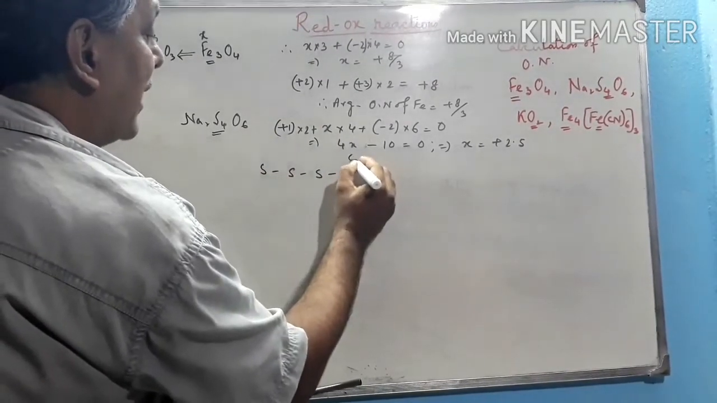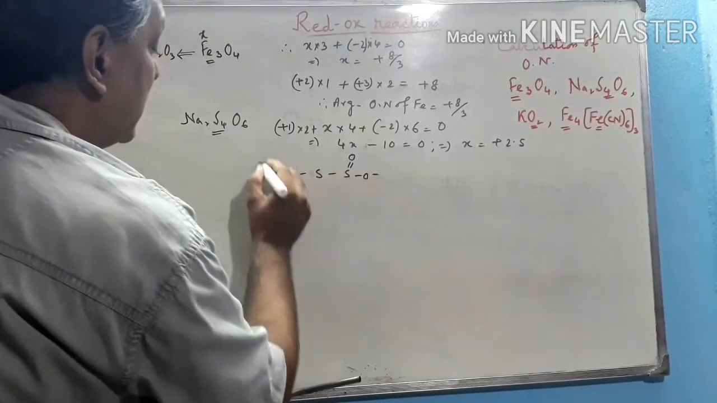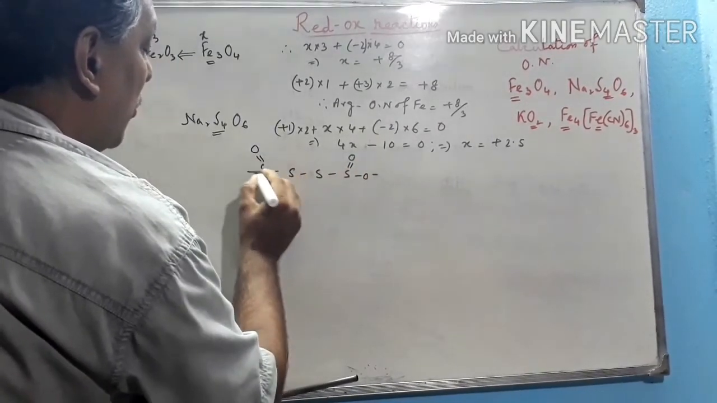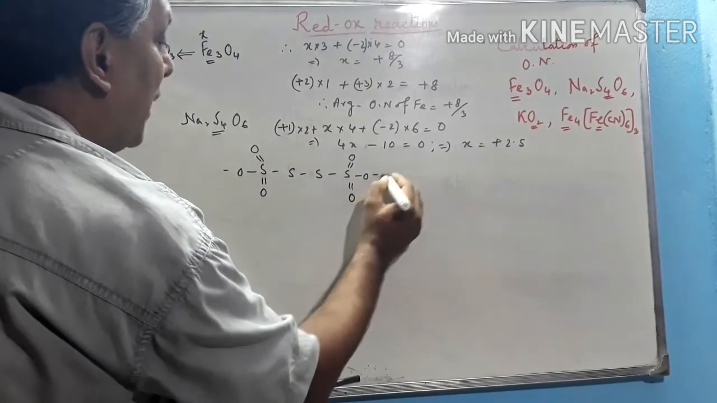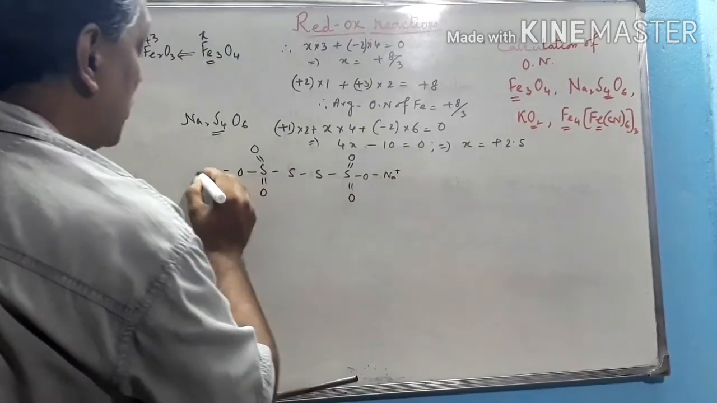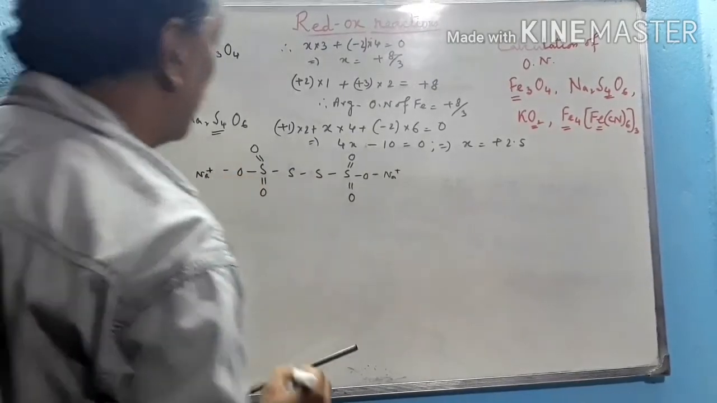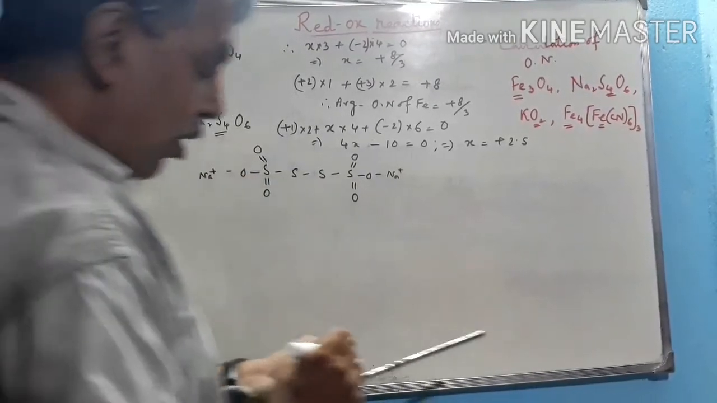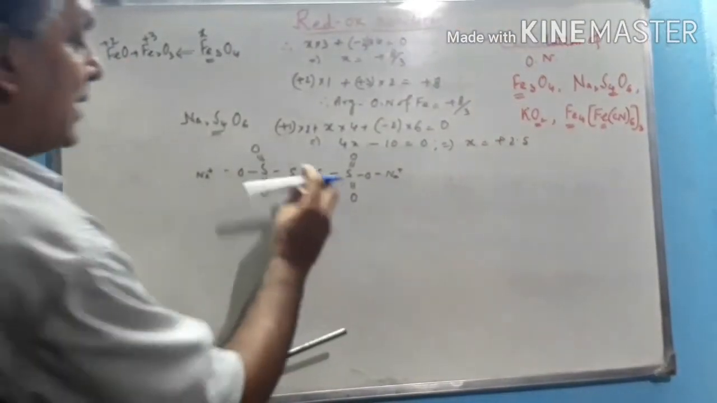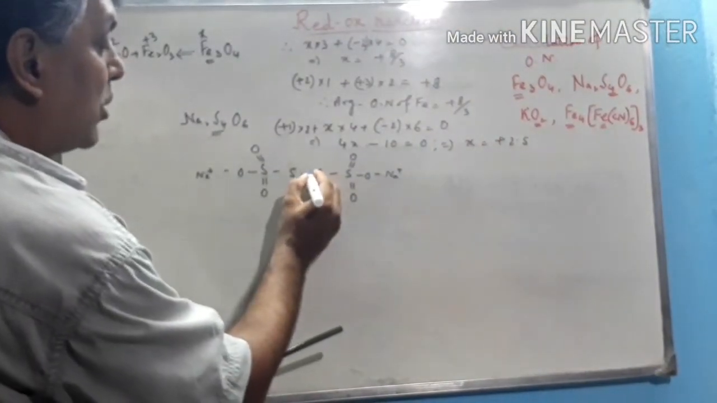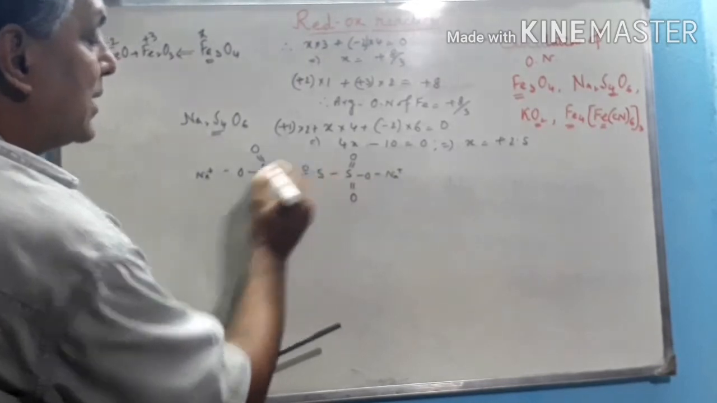Actually the structure is like this: O minus double bond O, O minus double bond O. This is the actual structure of Na2S4O6. Now we have to calculate the oxidation number of each sulfur atom at first. See this, for these two sulfur, here is a sigma bond, so for this bond the oxidation number becomes 0.